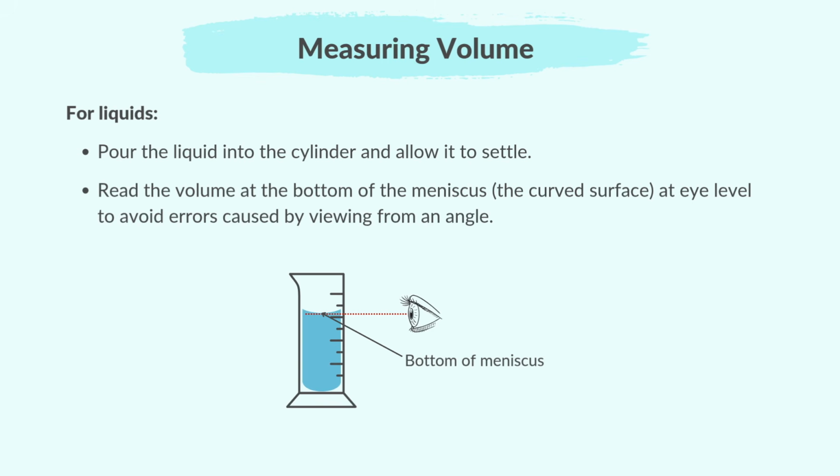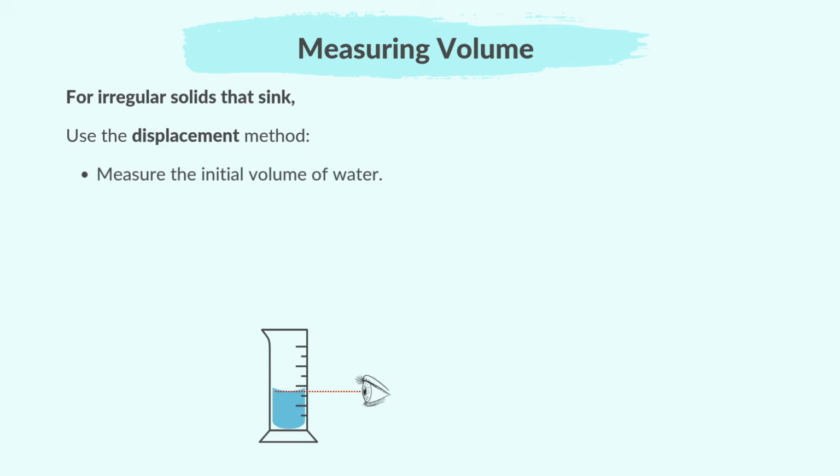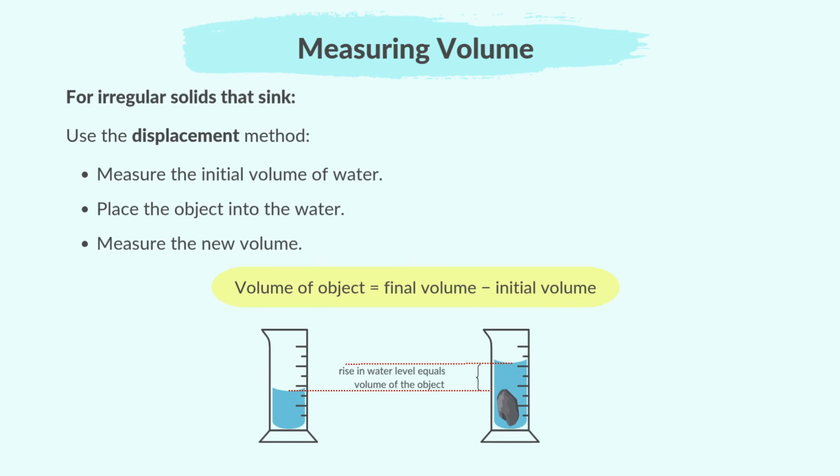viewing from an angle. For irregular solids that sink, use the displacement method. Place the object in water and observe how much the water level rises. So how do we do that? Measure the initial volume of water. Place the object into the water. Measure the new volume. Volume of object equals final volume minus initial volume. So the rise in water level equals the volume of the object.